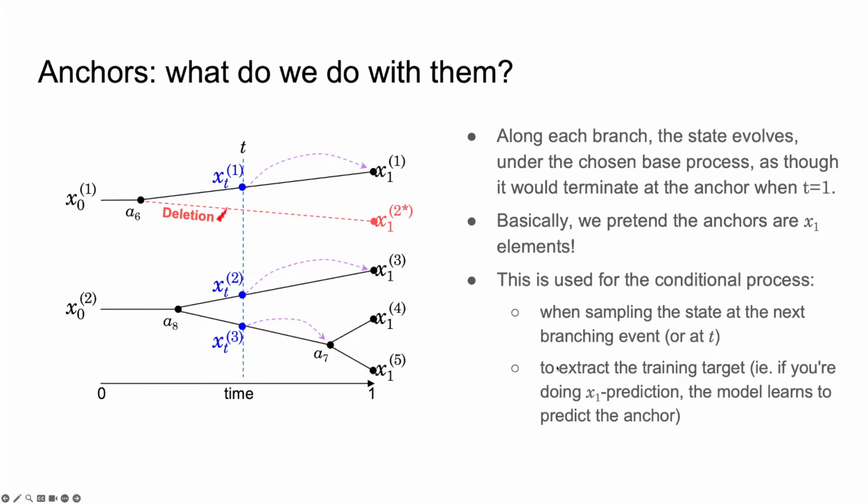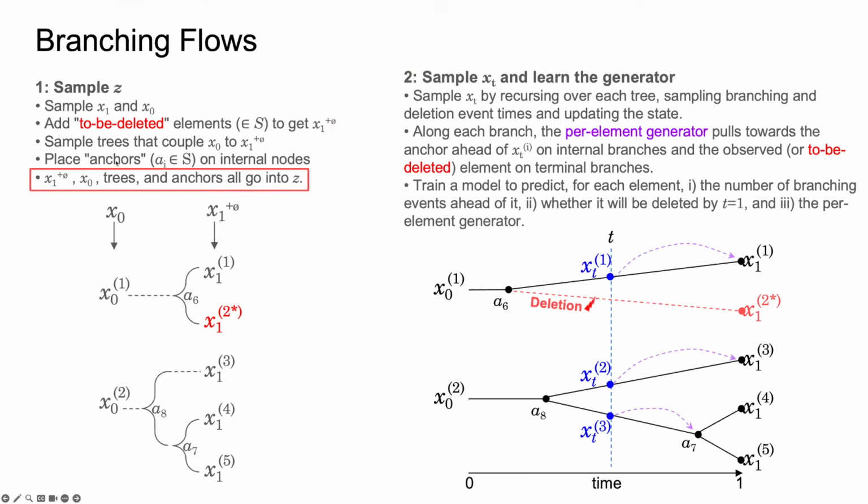They're also used to extract the training targets when you're training the model. If you formulate this as X1 prediction, which we always do, you're predicting the anchor state when you're on an internal branch. When you're on a terminal branch, the model is trying to predict where the element is going to wind up at the end. But when you're on an internal branch, the model is trying to predict what the anchor state is when t equals one. So we build this tree and decorate it with these anchors.